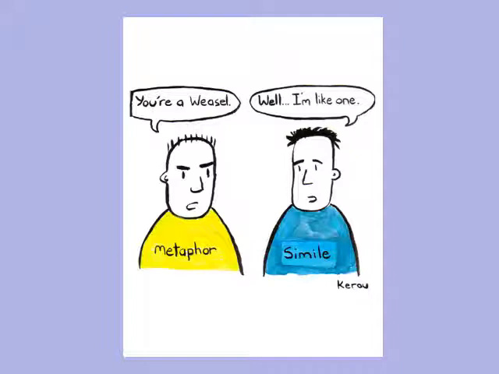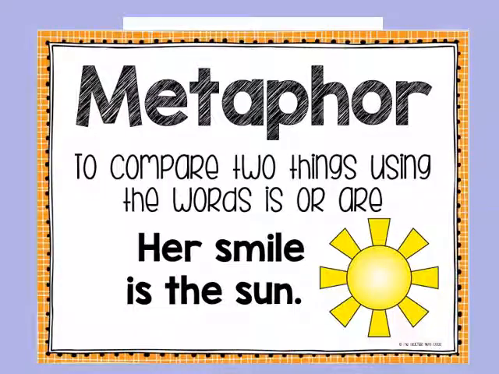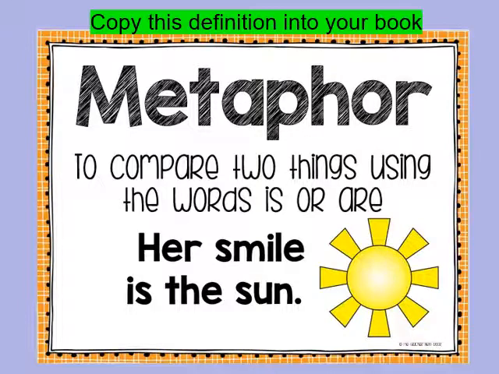Now, a metaphor is when you compare one thing to another by saying it is that thing, like that chap there says, you're a weasel. And a simile is when you compare one thing to another by saying it's like another. Well, I'm like a weasel is a simile. So write this definition into your books. A metaphor is when one thing is compared to another by saying it is that thing.